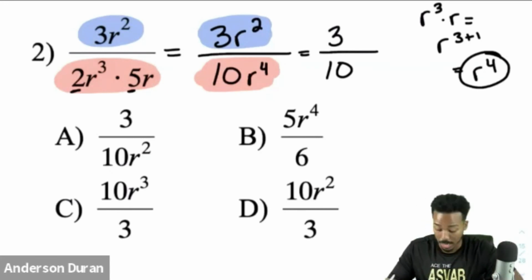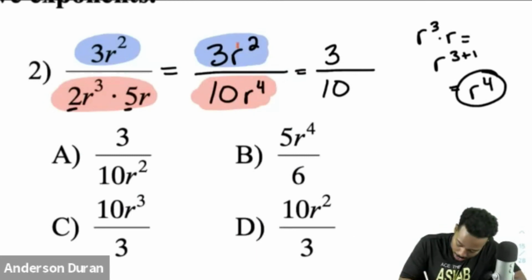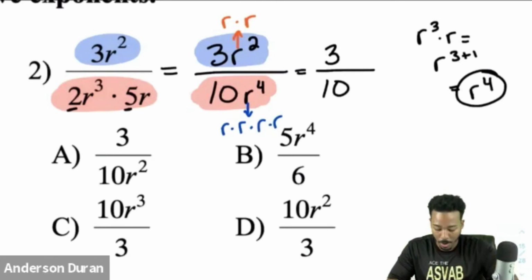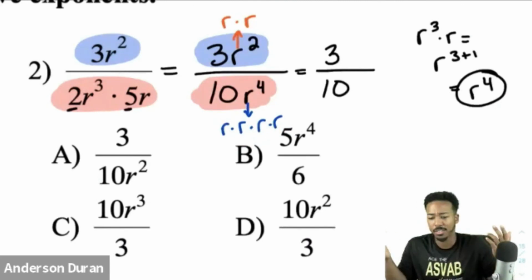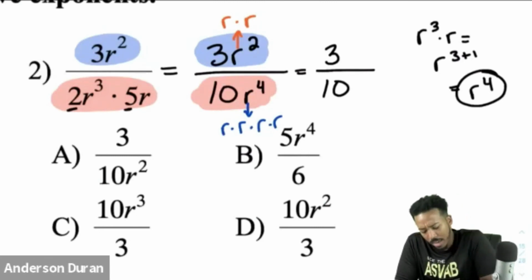One is you can say, let me scroll up a little bit here. This is like saying r times r. And this is like saying r times r times r times r. Is that a fact or is that false? r squared is like saying 2 r's multiplied together. r to the power of 4 is like saying 4 of those r's multiplied together. Is that a fact or is that false? That's a fact. Now let's take care of business here.